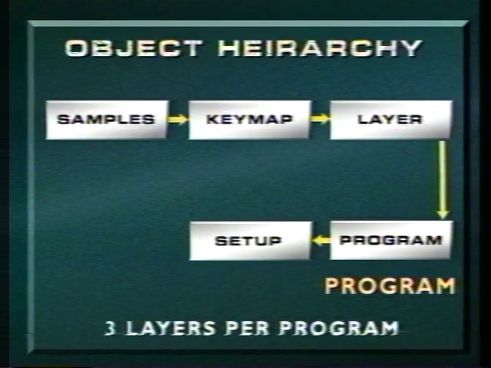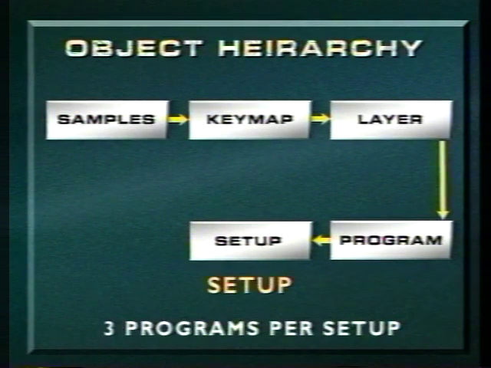Next, we have setups and quick access banks, which we have already shown. Finally, there are several different master objects, such as velocity and pressure maps, intonation tables, and others.